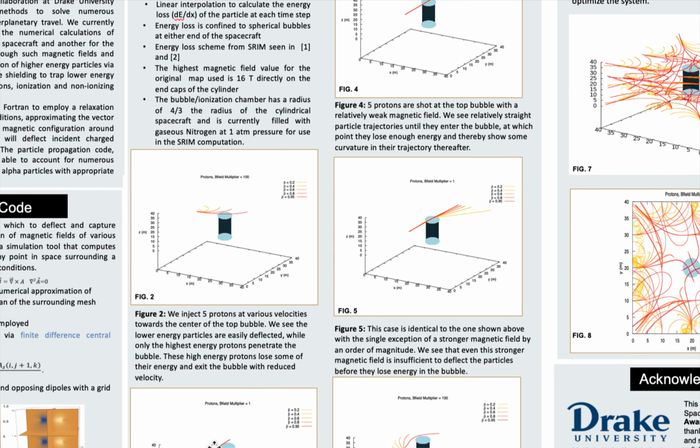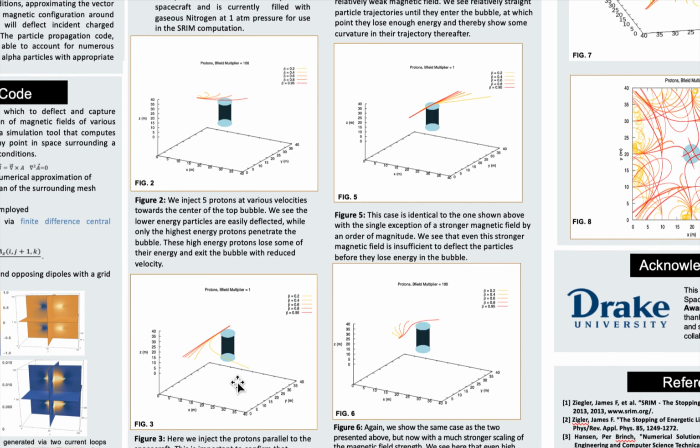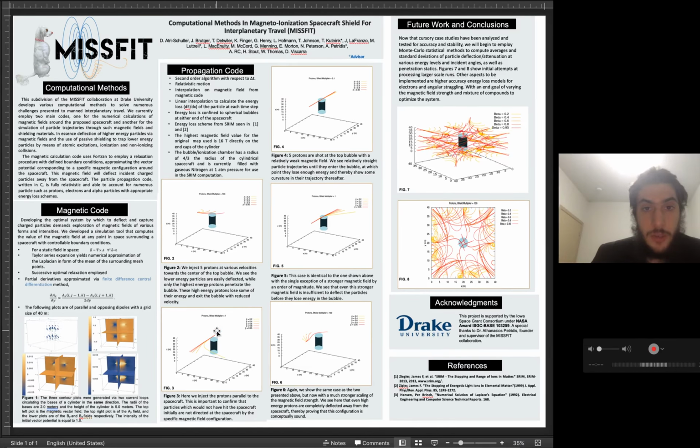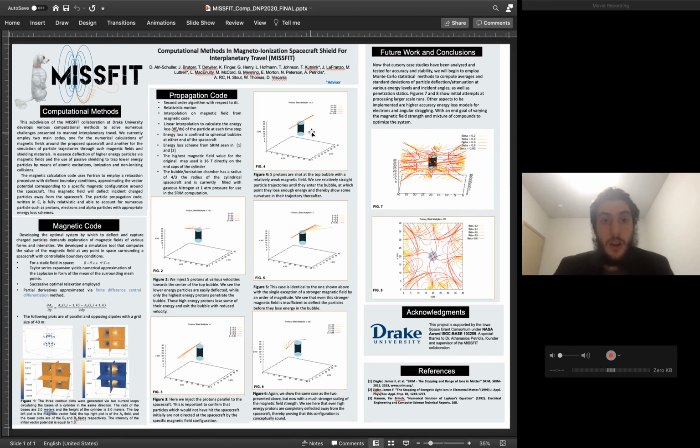reach it. We also check what happens if we shoot, or if we have incoming particles perpendicular and off-center from the spacecraft, and indeed we see in this case that none of the particles enter the spacecraft. The higher energy particles continue undisturbed, and the lower energy particles curl around the spacecraft but don't achieve any penetration into the spacecraft itself.